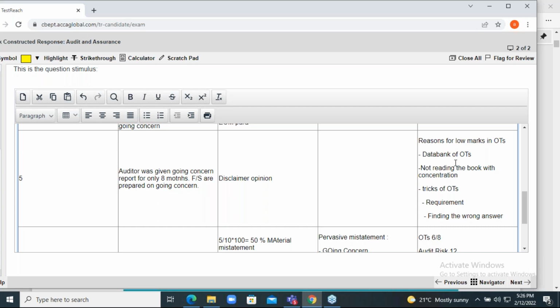Sometimes OTs is not that clear. So if you are not clear on the right answer, then the preferable approach to get to the right answer is to find the wrong answer, because students can find the wrong answer earlier than the correct answer. Now this is the logic behind it.